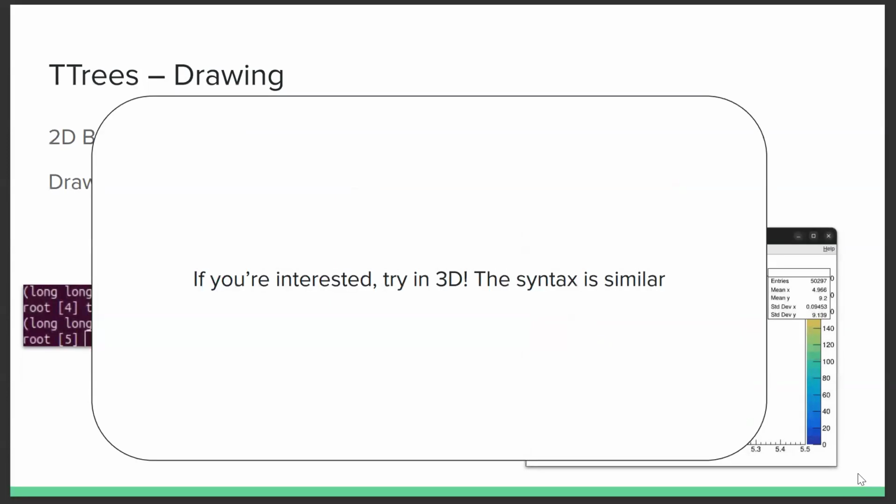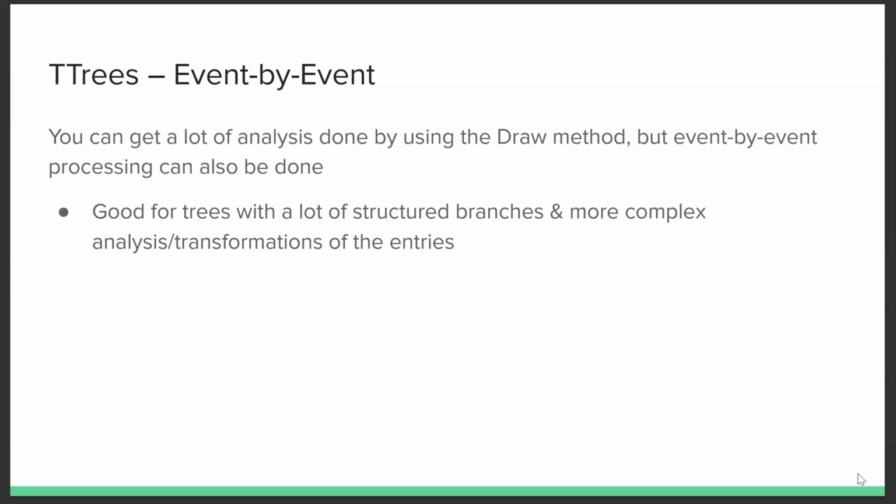So if you're interested, you can try this in 3D. I think I have that tree within the GitHub. The syntax is similar. I think it's z versus y versus x, and then you have to give it x bins, y bins, z bins. But again, you can always look at the class reference. Okay, so that's scanning and drawing things.